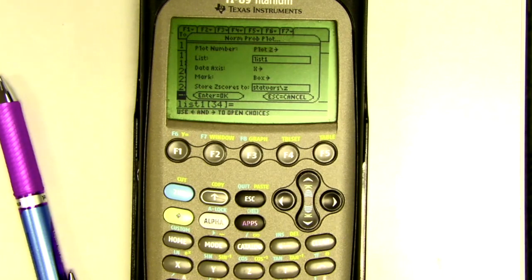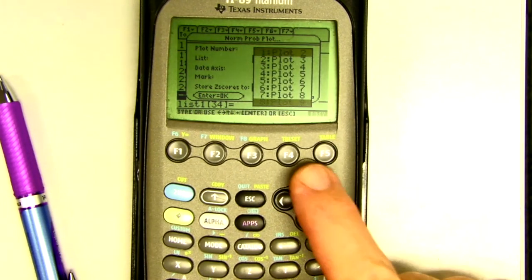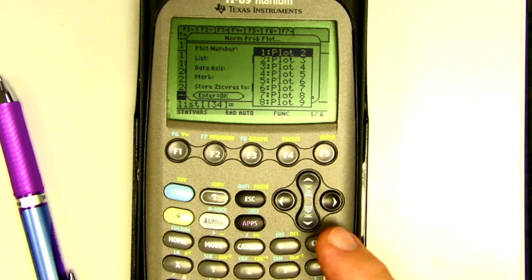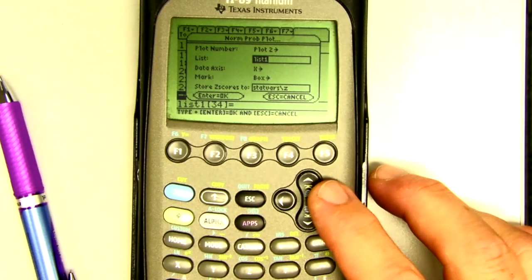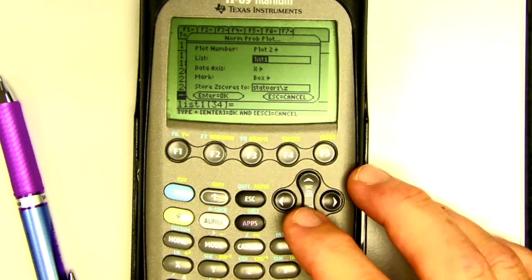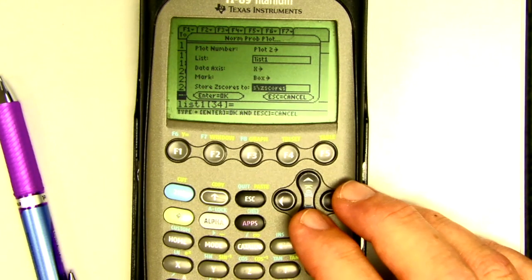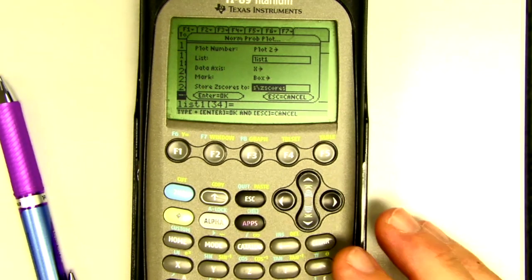It doesn't really matter what plot number you choose. Mine's set for plot 1. If you push the right arrow, you can see all the other plots that are there. I'm just going to use plot 2 because that's what it defaulted to. Then you have to put your data in list 1 or whatever list you've chosen. The data axis is the x-axis. Please keep that as x-axis. Mark with a box, store z-scores. You don't really have to worry about where that goes. And then come down and hit enter.